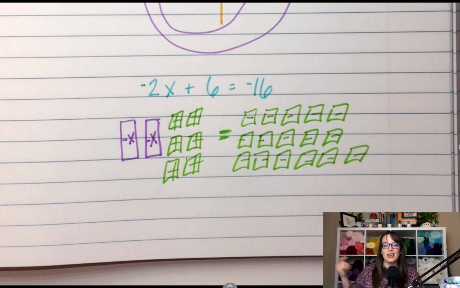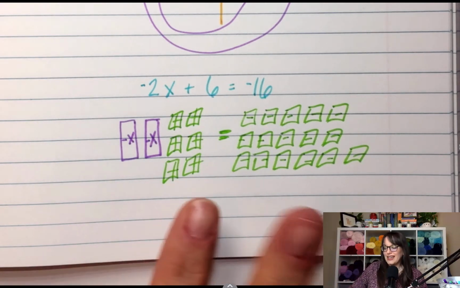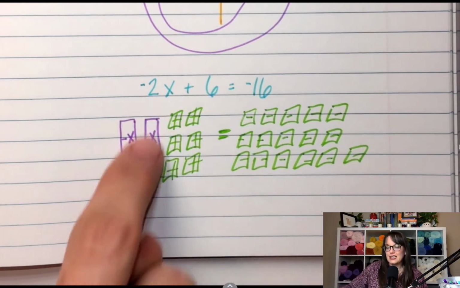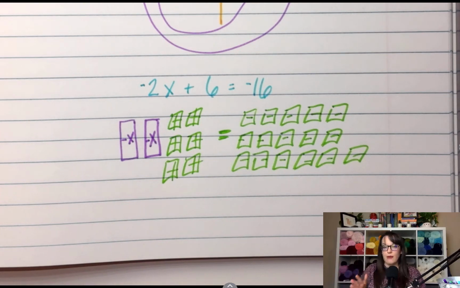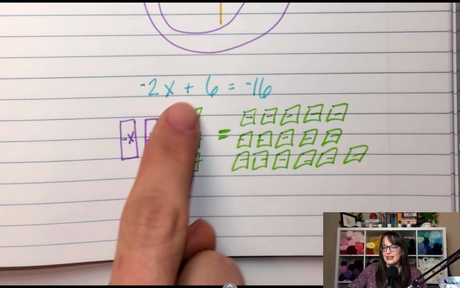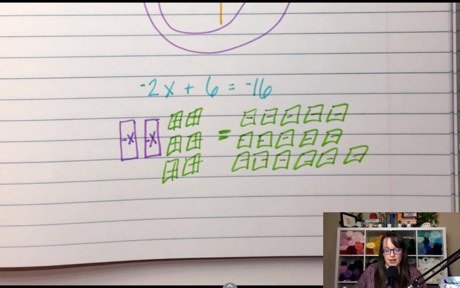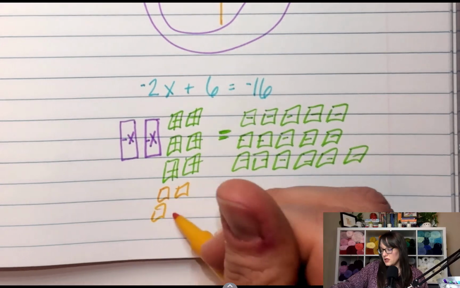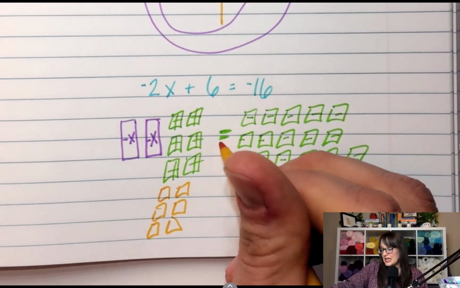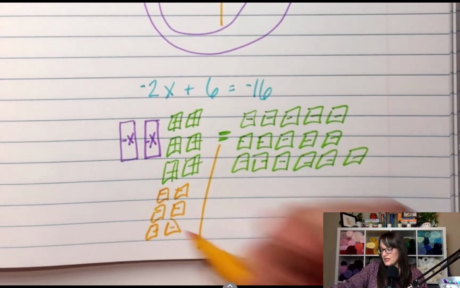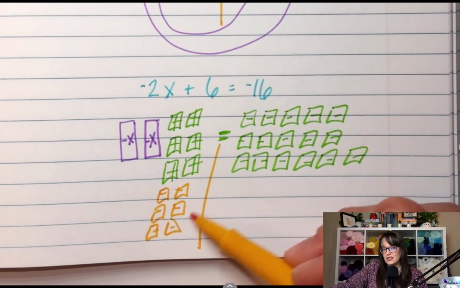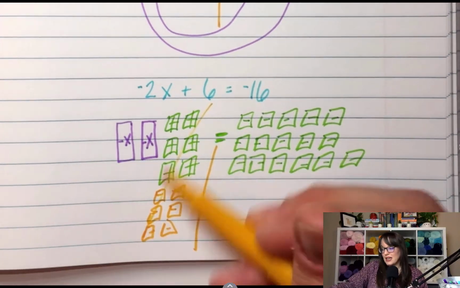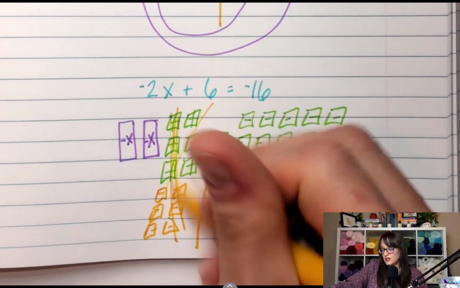So I can't just take things from both sides. What can I add to 6 positives that would cancel them out? What could I add to this side that would cancel out positive 6? I can add 6 negatives. So if I add 1, 2, 3, 4, 5, 6 negatives to this side, these 6 negatives and these 6 positives cancel each other out. So these are gone now.